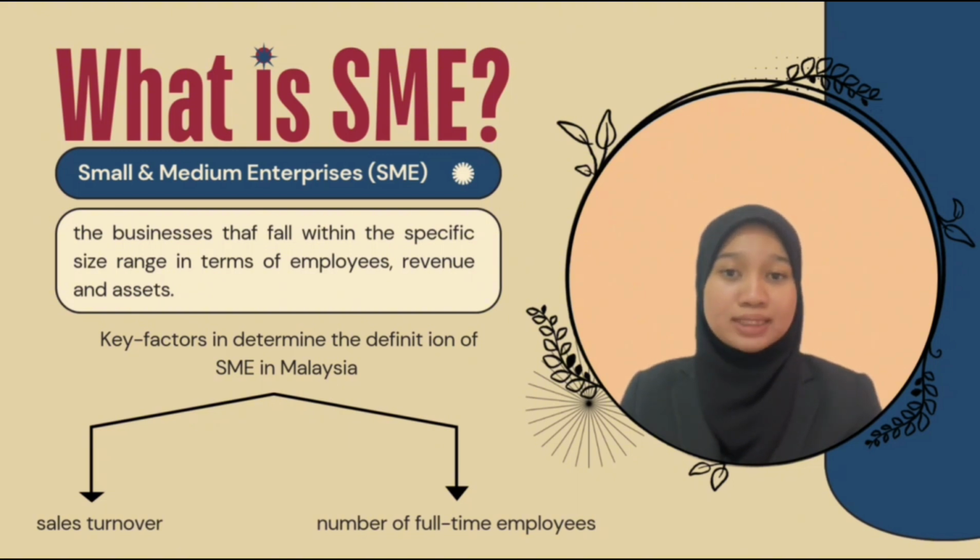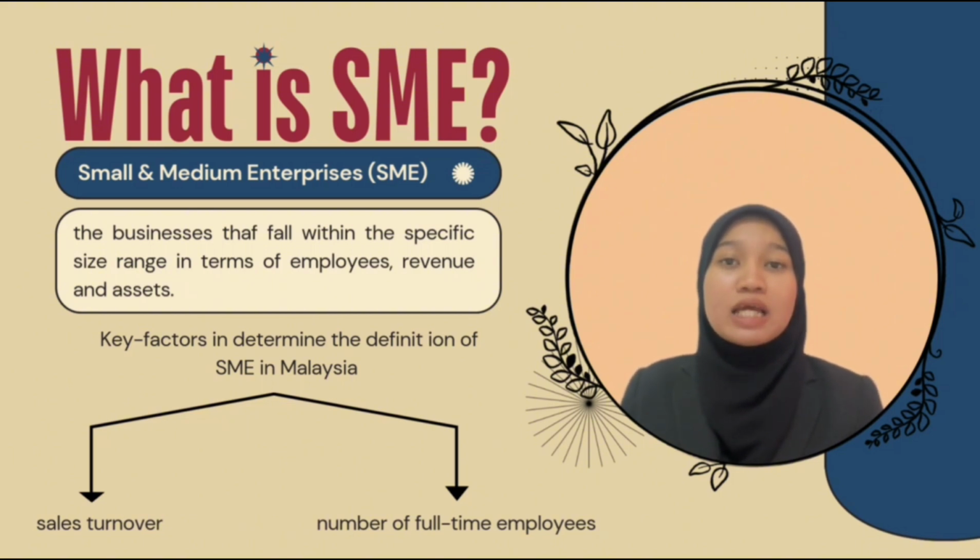As for Malaysia, SME is defined based on 2 key factors, which are total sales revenue and the number of full-time employees. For example, firstly, for the manufacturing sector in small enterprise, the business has a sales turnover between 300,000 to 15 million and employs 5 to 75 employees. And for service and other sectors, the sales turnover ranges from 300,000 to 3 million with 5 to 30 employees.